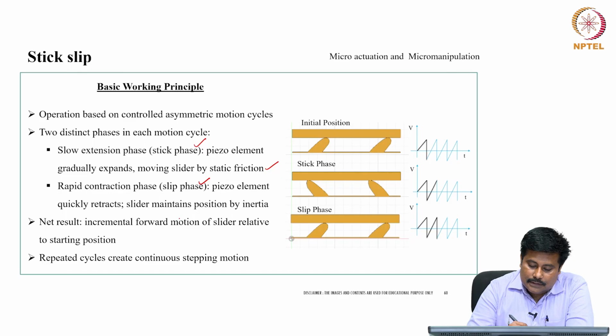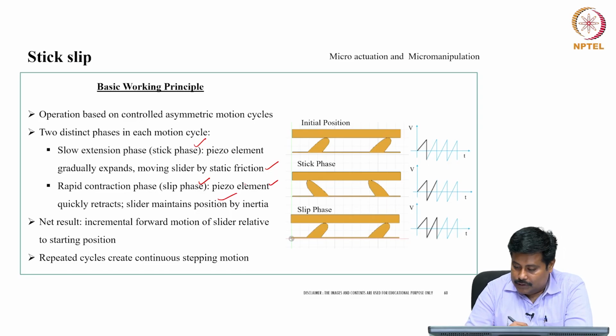In this slip phase, a piezo element quickly retracts and the slider maintains its position by inertia. The net result is an incremental forward motion of the slider relative to the starting position. So there is a repeated cycle which creates a continuous stepping motion.